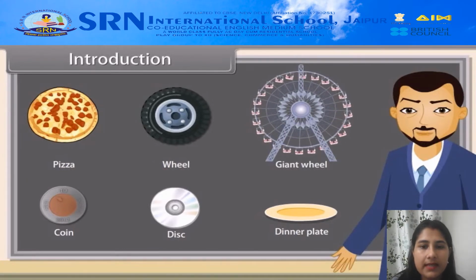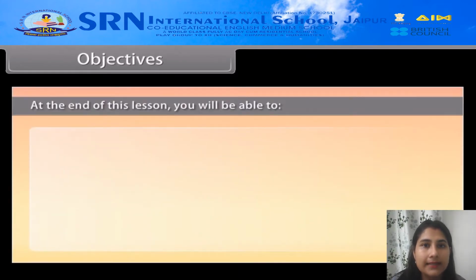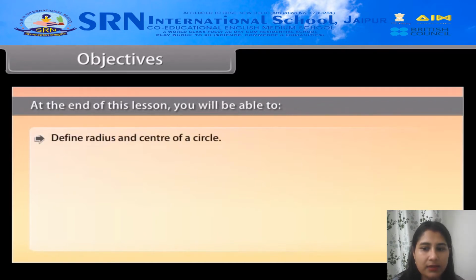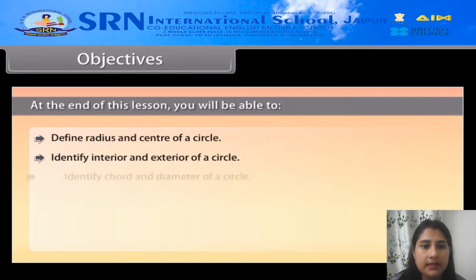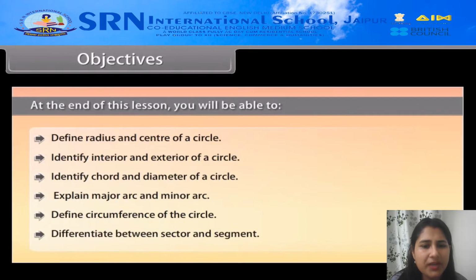Now we will see the objectives of the chapter. At the end of this lesson, you will be able to define radius and center of a circle, identify interior and exterior of a circle, identify chord and diameter of a circle, explain major arc and minor arc, define circumference of the circle, differentiate between sector and segment. These are the objectives that you are going to see in the video. So let us begin.